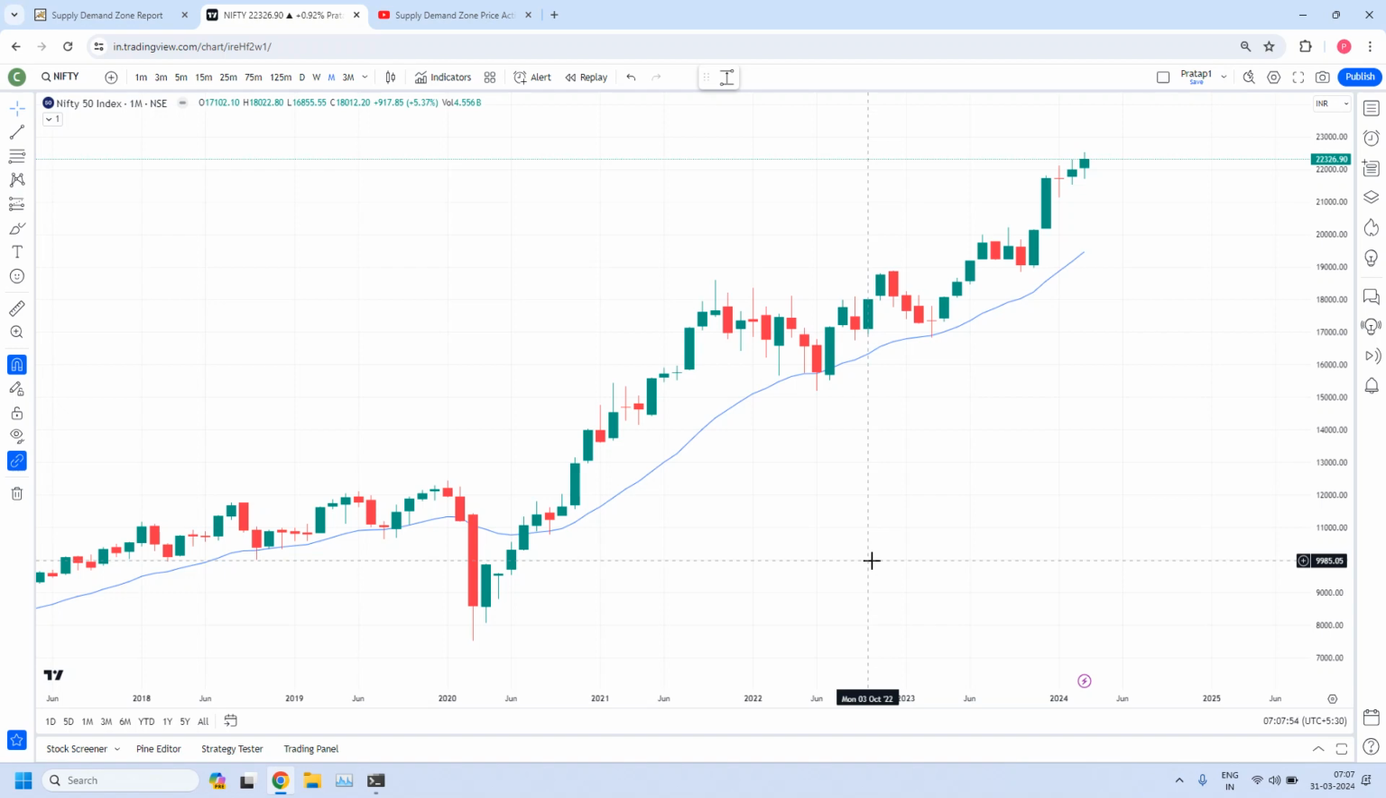In this video, let us analyze NIFTY 50 in detail with the help of supply-demand zone chain. Supply-demand zone chain is a feature in the NeoStock software.